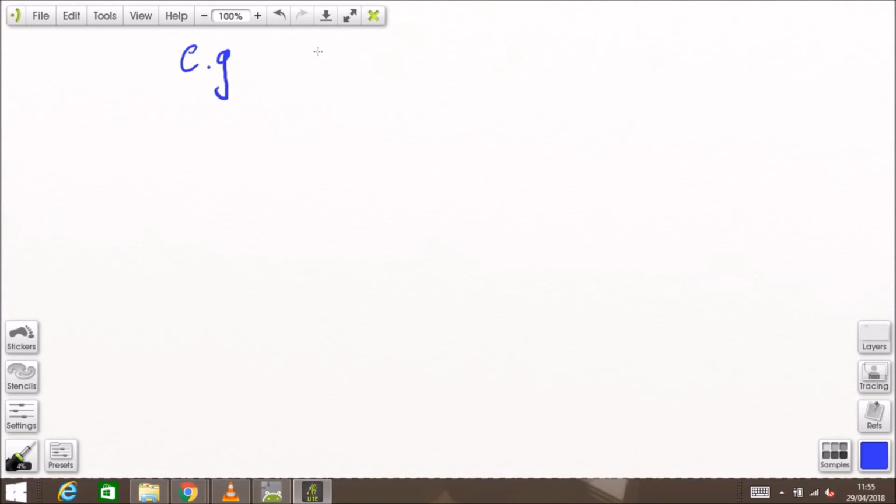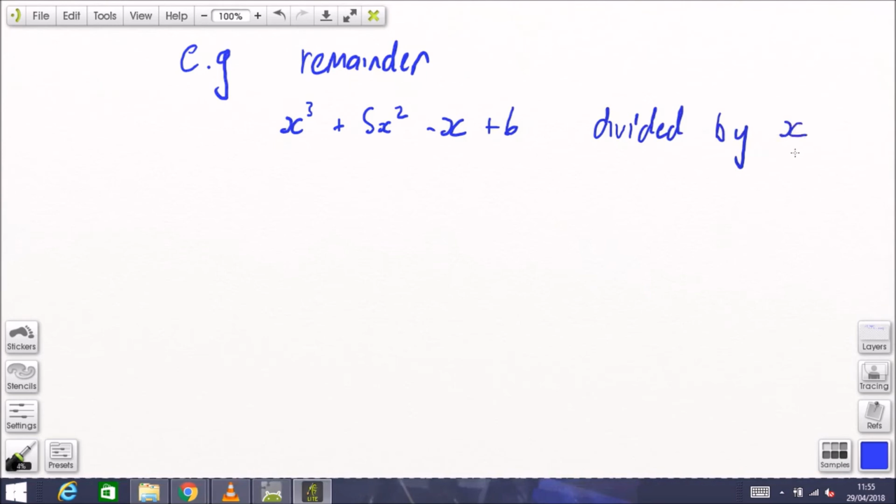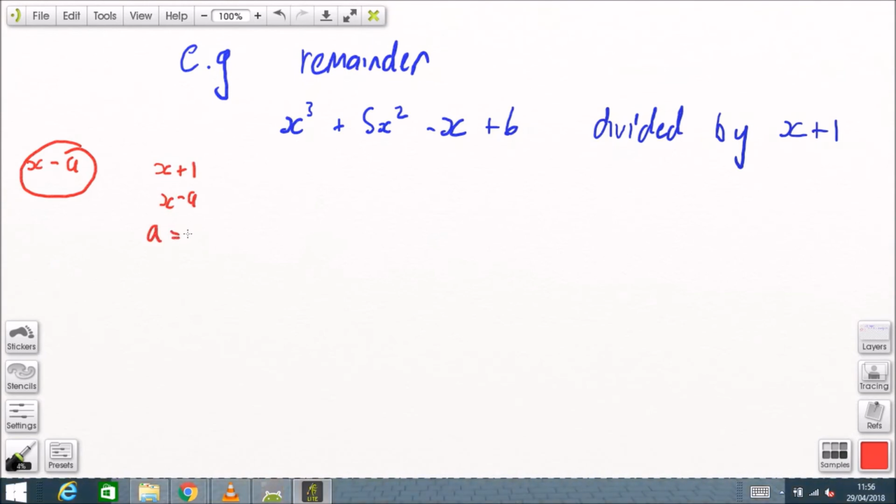So I want to know what is the remainder when I divide this polynomial, x to the power of 3 plus 5x squared minus x plus 6, when I divide it by the term x plus 1. Well, we have to know what is x minus a. Well, we've got x plus 1, so x minus a, let's equate that. A has to be negative 1.